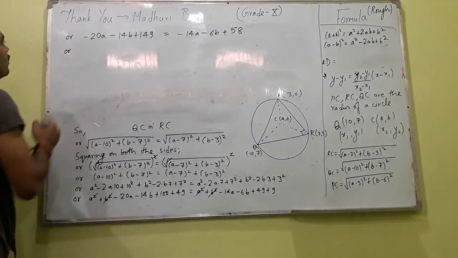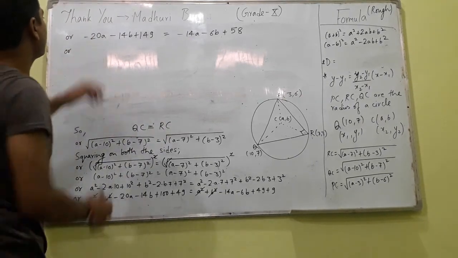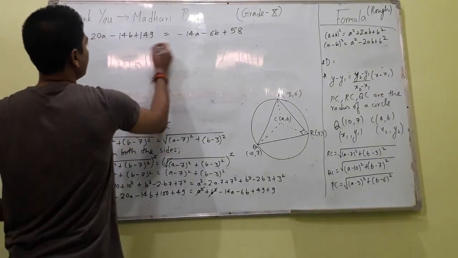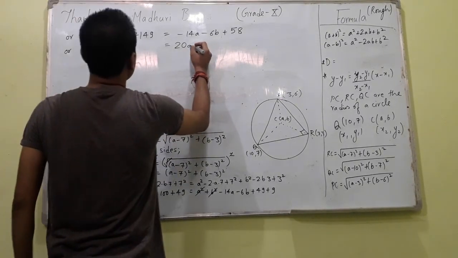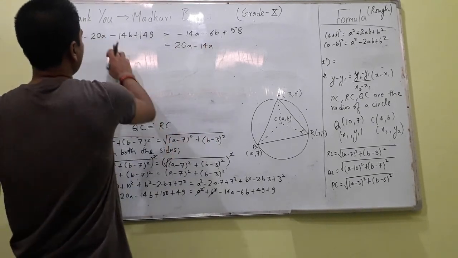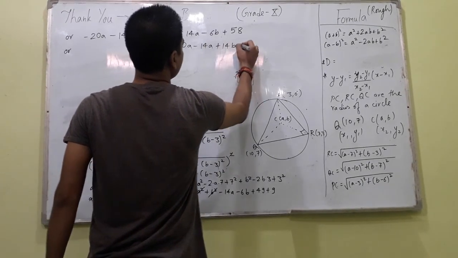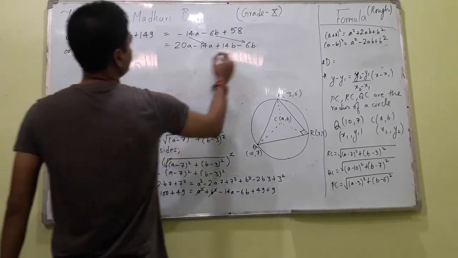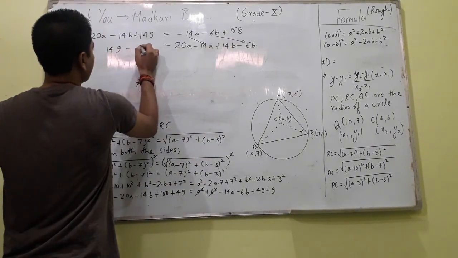Now try to analyze the numbers. Minus 20a, minus 14a. Minus 20 is the greater number, so you better change the position from this side to the next side, from left hand to the right hand. Plus 20a. When it goes there, it becomes plus. And minus 14a. In the same way, this one is also negative, so it becomes plus 14b and minus 6b here and here. And 149 here and plus 58 here.